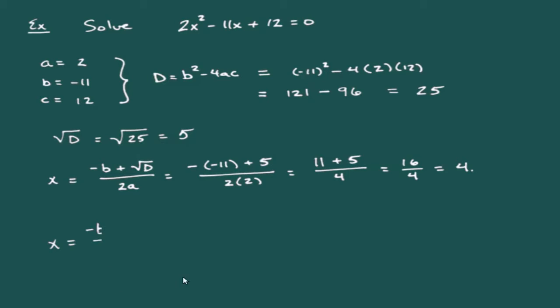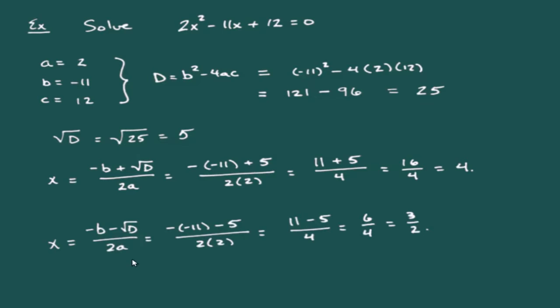For the second root, we have negative b minus the square root of D over 2a. Again, we have negative of negative 11 minus 5 all over 2 times 2. Negative of negative 11 is 11 minus 5 over 4. 11 minus 5 gives us 6. 6 over 4 simplifies to 3/2.